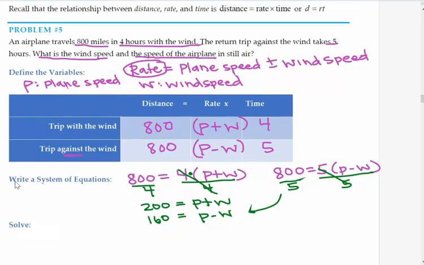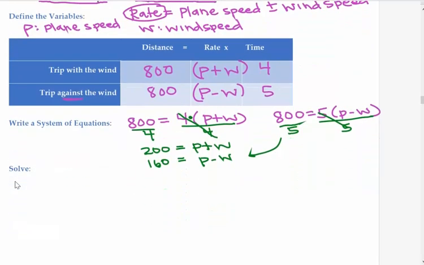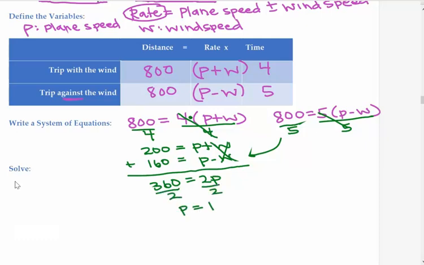All right, now I'm going to use elimination on this because I can see eliminating those W's there is going to be really easy for me. All right, so those W's eliminate, and then I just need to add the other things together. So 360 equals 2P, right? P plus P is 2P, and then let's divide by 2. So P equals 180. But 180 what?